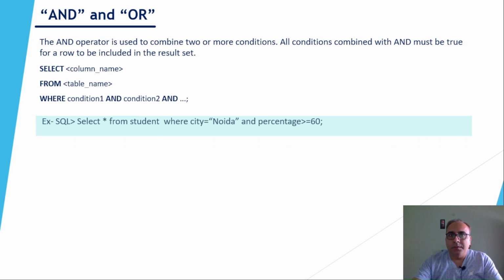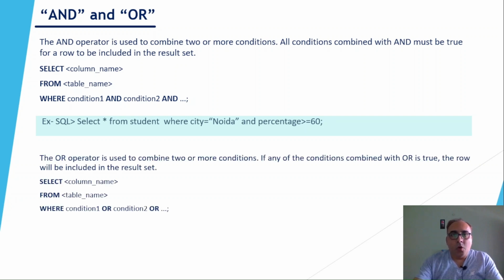So what it means? It will simply retrieve records from the student table where city is equal to Noida and percentage is greater than or equal to 60. In this particular case, since we are using the AND operator, we'll have to make sure that both these conditions are true. Then only the result will come out. So in case of AND, whatever conditions we are specifying after the WHERE clause, all conditions should be true in order to retrieve results from the table.